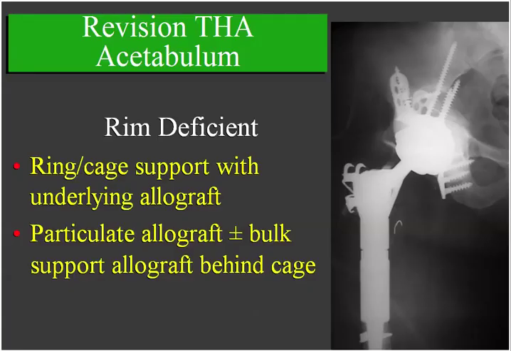If you are rim deficient, more than 2/3, then you need some type of cage support with the underlying bone graft. It's usually particulate graft, but if you want to use a bulk support allograft, a bulk support allograft is defined as a large chunk of bone, not particulate debris. So it's a femoral head or distal femoral condyle.